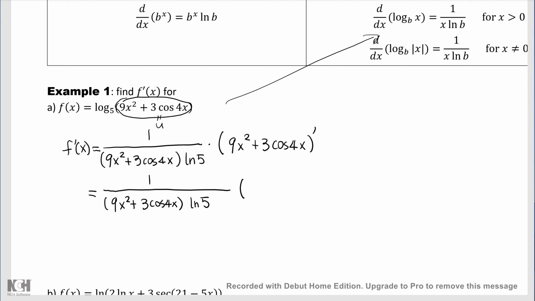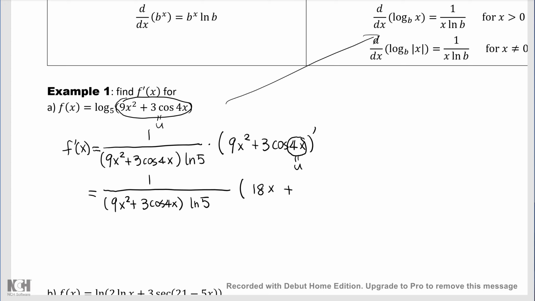And then what is the derivative of 9x squared? Yeah, that's right, 18x. And what's the derivative of cosine 4x? This is like another chain rule, right? With u equal to 4x. And what's the derivative of cosine u? Yeah, do you remember all the derivatives of the trig functions?